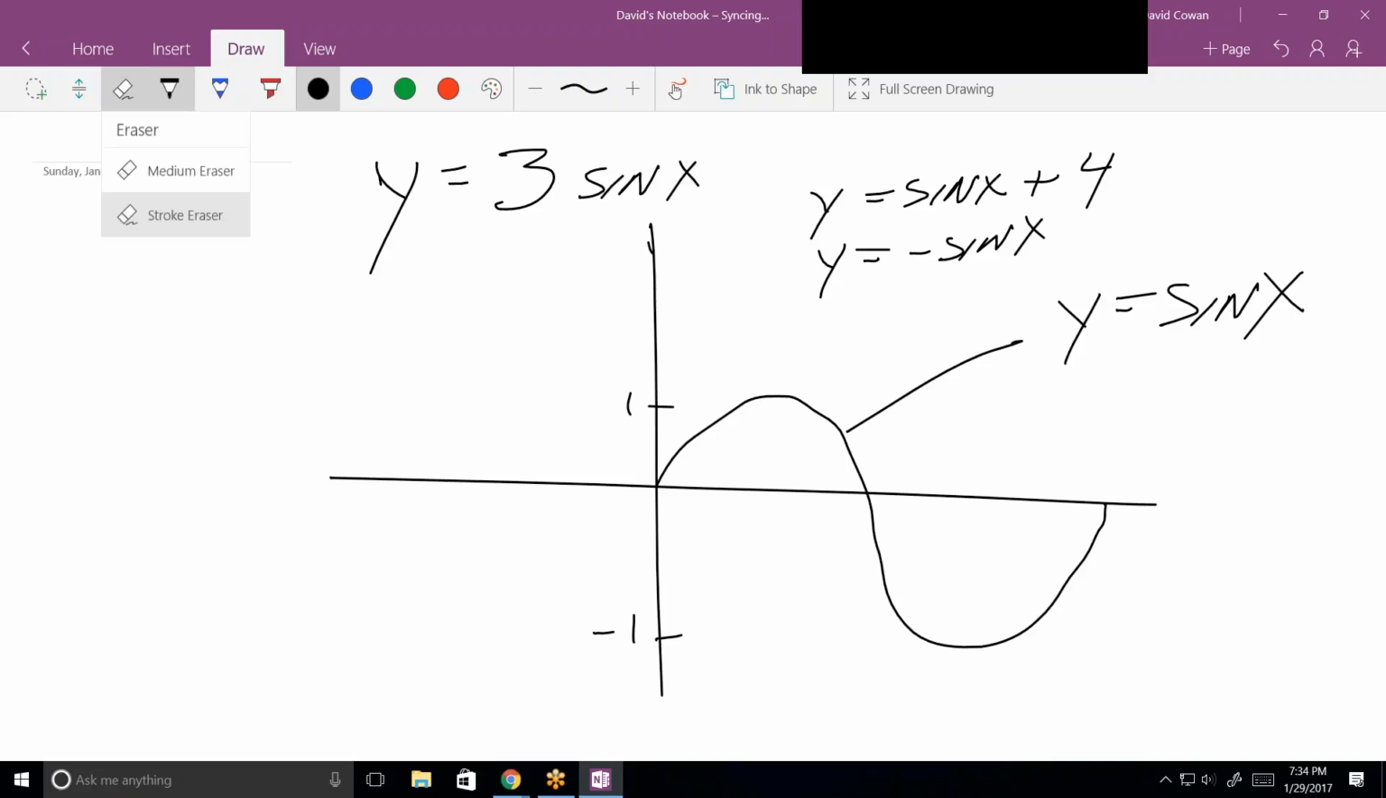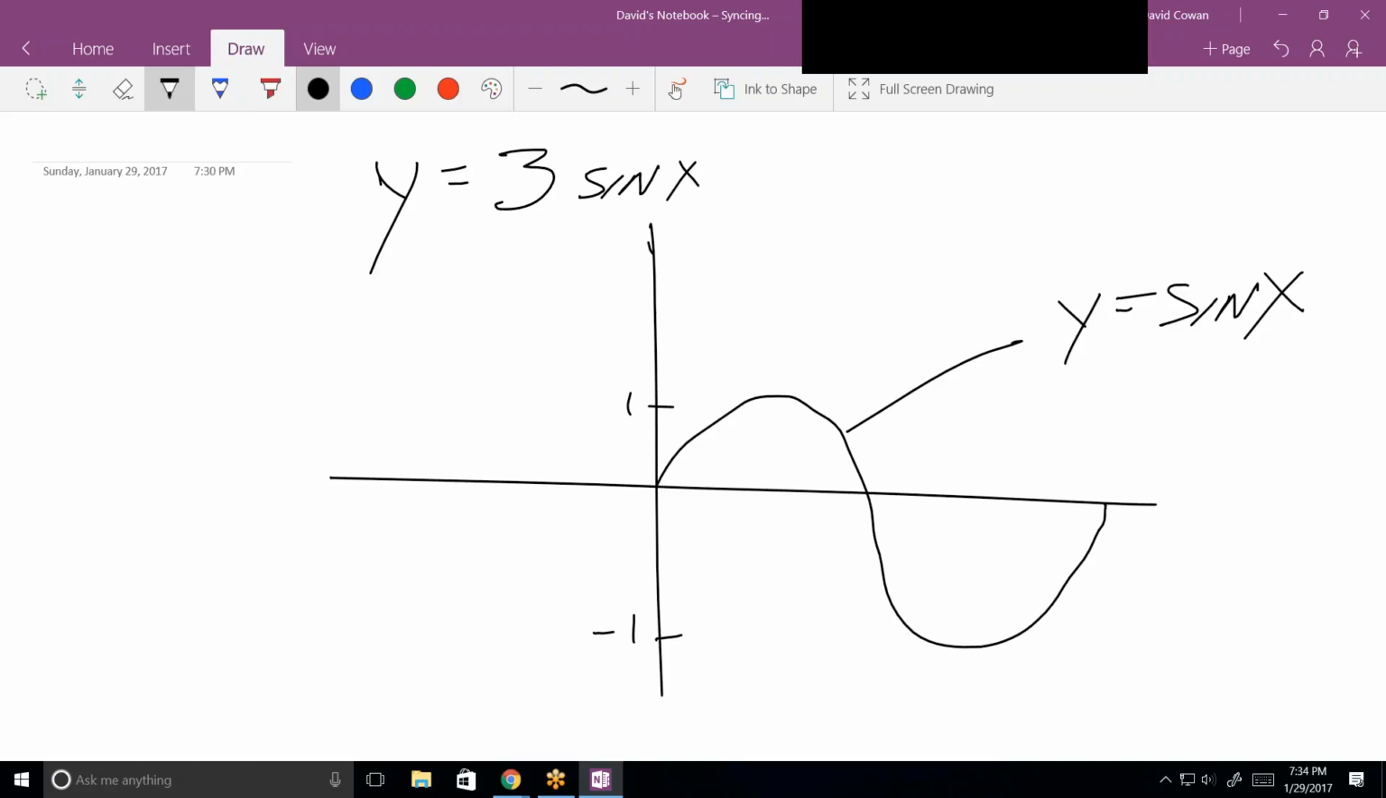Okay. All right. So that's the way to keep your transformations straight. Always remember that if it's outside the function, it's a vertical, and if it's inside, it's a horizontal. Well, this is a vertical what? Is it a shift, a stretch, a shrink, a reflection? What is it?